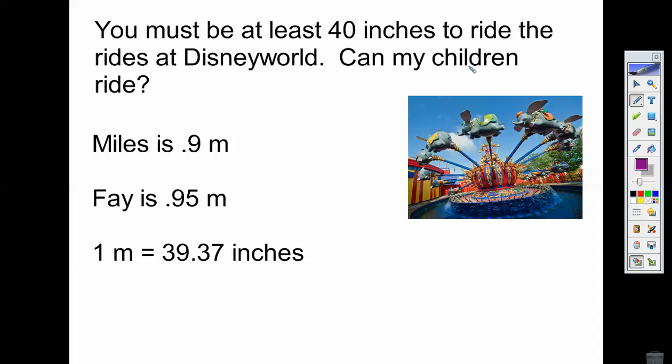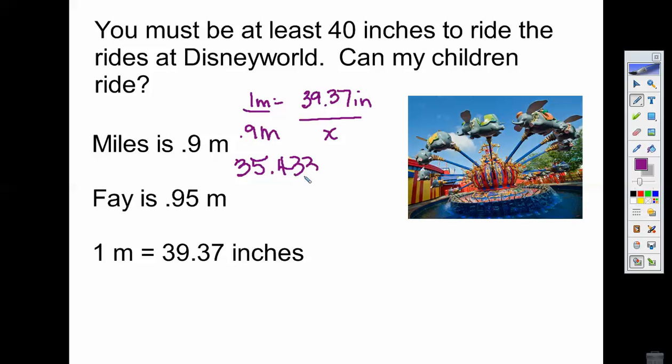What I would do is use this conversion chart to figure that out. Let's say that I want to do a proportion here. I know that 1 meter equals 39.37 inches. Miles is 0.9 meters. So if I type 39.37 times 0.9, go ahead and do that and see what you get. You should get 35.433 inches.